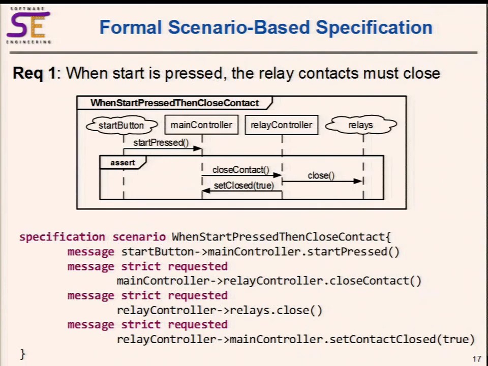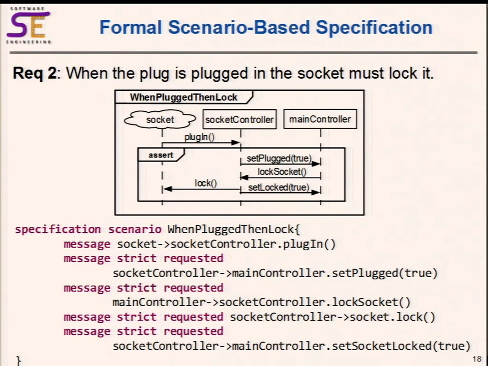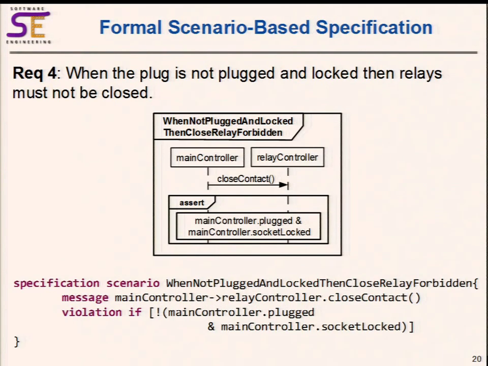Now we have said what happens if somebody presses the start button. Also, we describe what happens if somebody plugs in something. So you plug in something, the socket controller gets notified and then tells the main controller that something was plugged. The main controller says, okay, lock the socket, it gets locked, and then it tells you it was locked. So this is how you would like this system to behave. And this is, again, the same in our textual representation. I'll spare you the details.